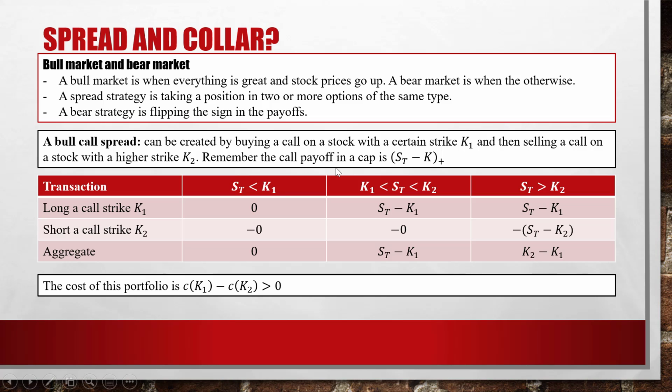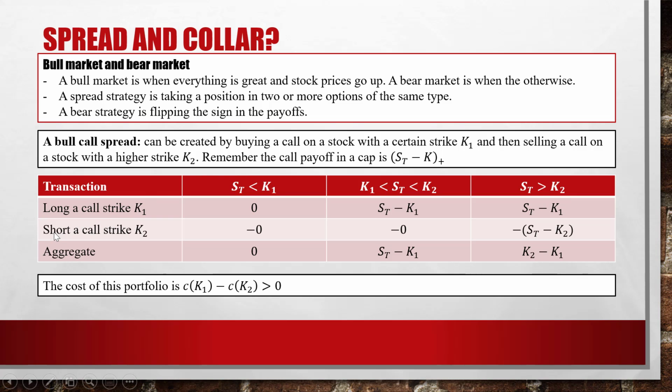So remember the payoff in a cap is (S_T minus K)+. First, if you consider when you long a call with strike K1, if the stock price is less than K1, then (S_T minus K1)+ should be 0 because S_T is less than K1. When the stock price is between K1 and K2, then (S_T minus K1)+ here should be S_T minus K1. And also when S_T is greater than K2, of course S_T is also greater than K1, so (S_T minus K1)+ here is exactly S_T minus K1.